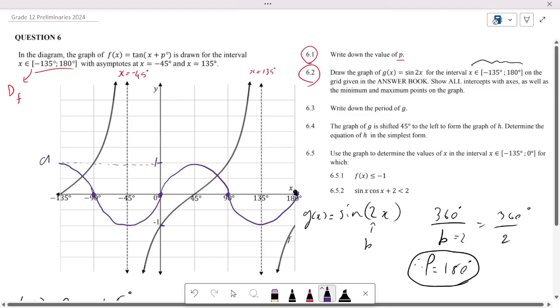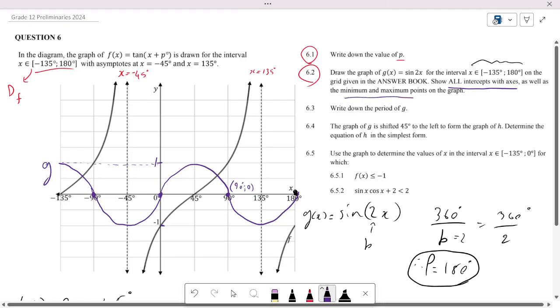Remember, you have to label your graph. This is g. There we go. Okay, so we sketched it. But remember, it says show all intercepts with axes. So the intercepts are over here. This is going to be our x-intercept, which is 90 degrees and 0. As well as the minimum and maximum points on the graph.